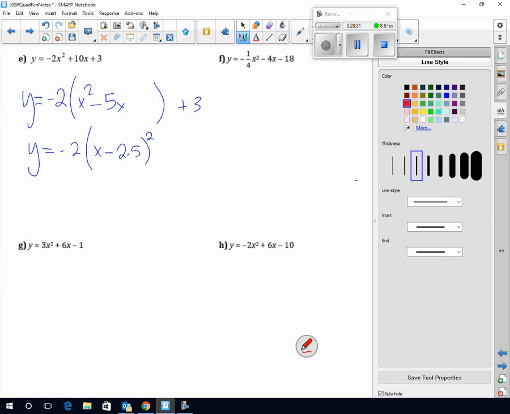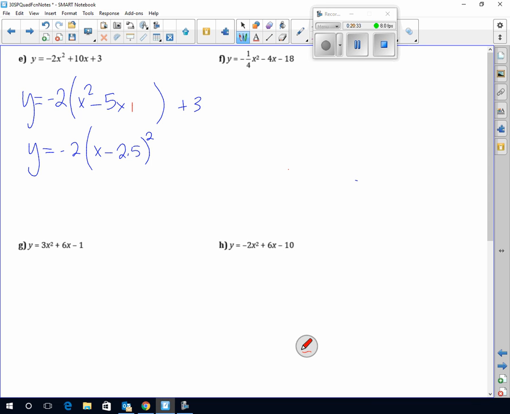So what is minus 2 times 6.25? Minus 12.5. So I just subtracted 12.5, which means I need to add 12.5 here, which gives me plus 15.5. So who got that one right? Not a lot. That was a hard one.